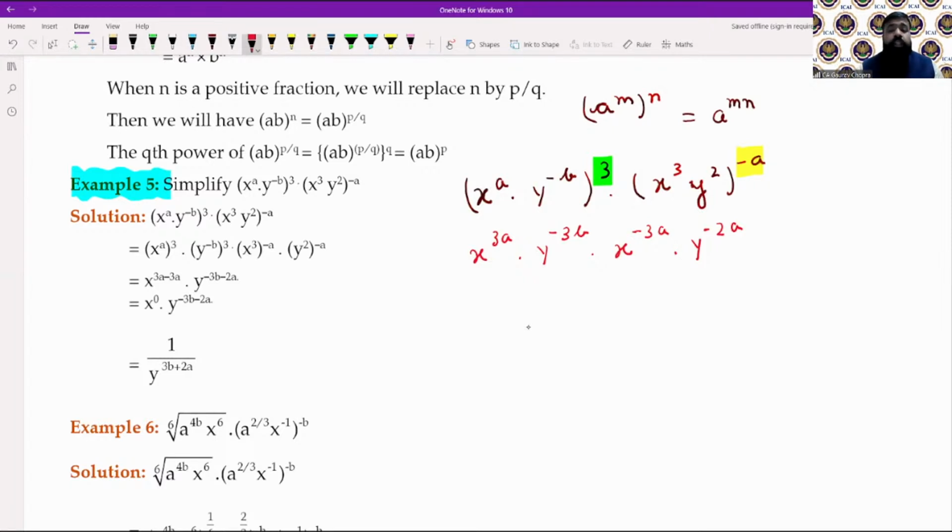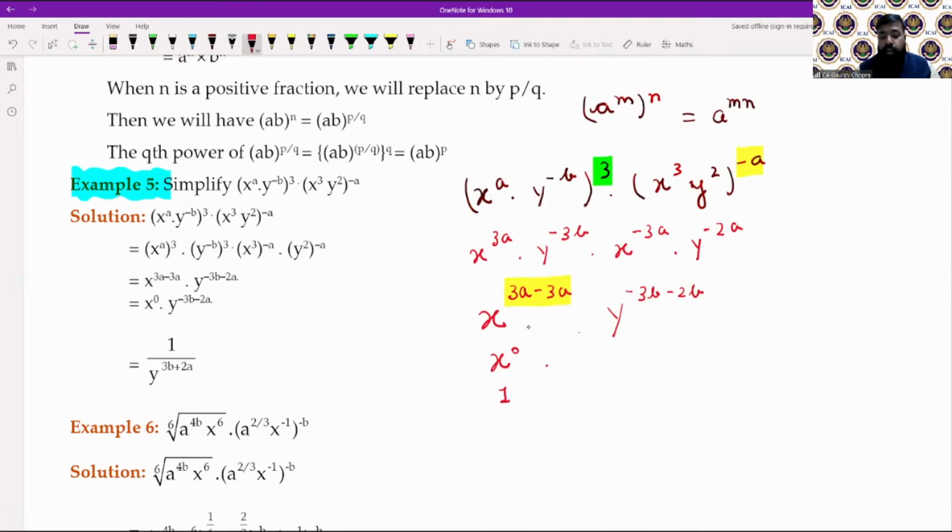Now we can bring the similar ones together. So x is having powers 3a and minus 3a, whereas y is having powers minus 3b and minus 2b. So x is having now the power 0 because 3a minus 3a becomes 0. So anything to the power of 0 will become 1. So it will become 1 in the next step.